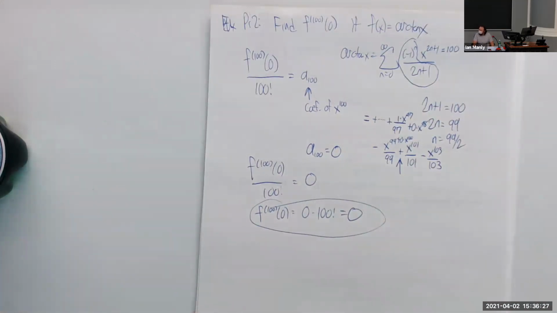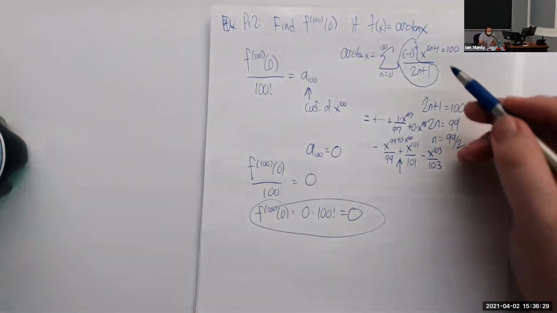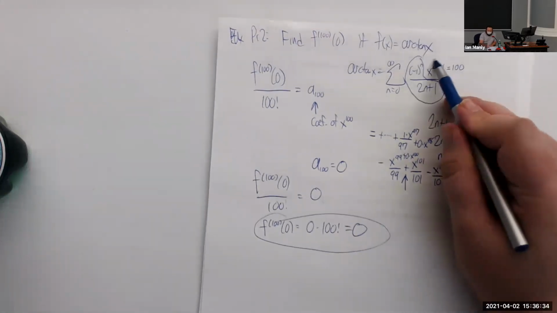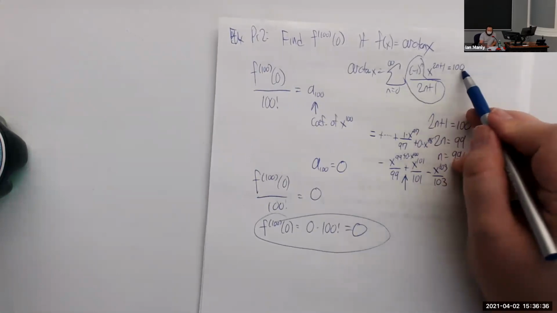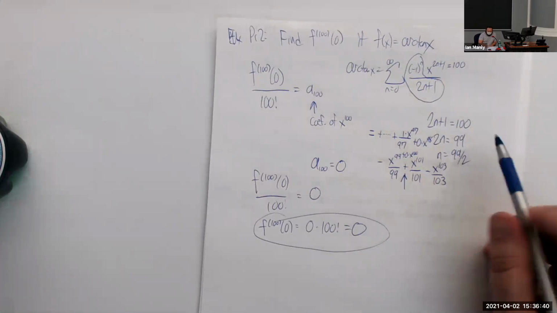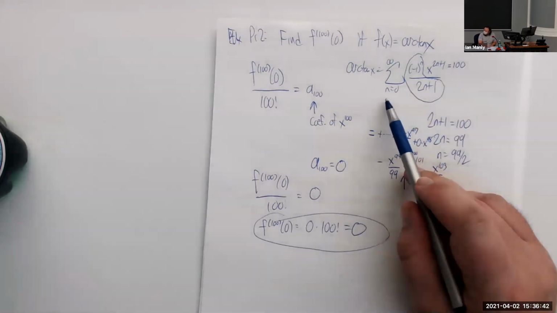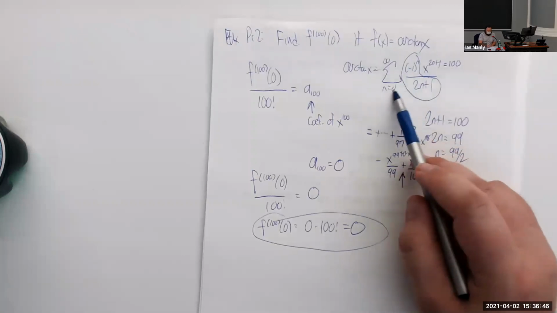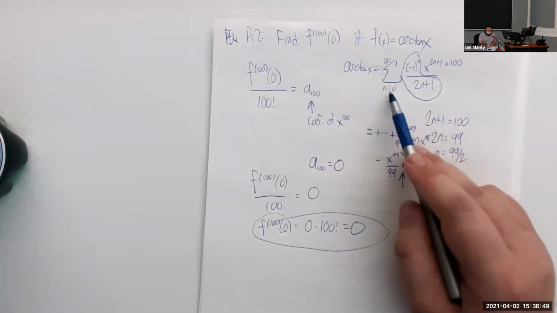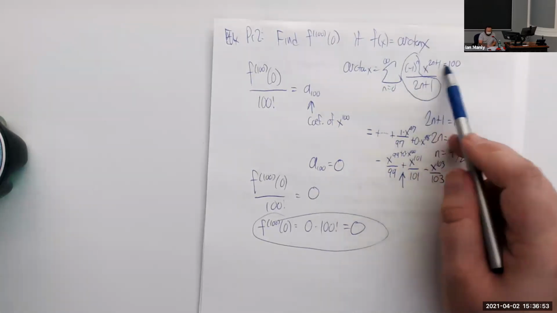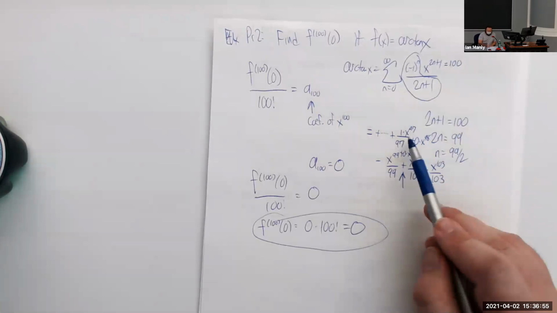Okay, so how did I get 0? I'm looking for the n value that needs to make 2n plus 1 into 100. But when I solved for that n value, I found out that it wasn't a whole number. But the problem is that n can only be a whole number. When it goes through 0 to infinity, we only go through the whole numbers. So that means that there's not going to be an index here that's going to give us x to the 100. And this is what it actually looks like.